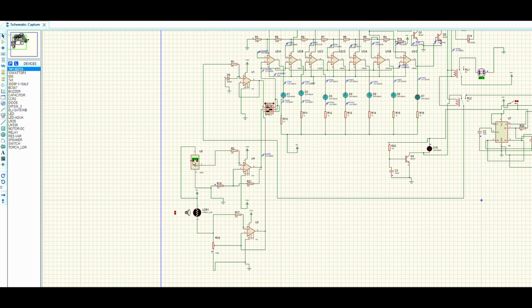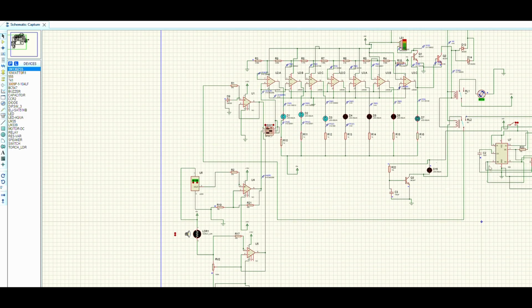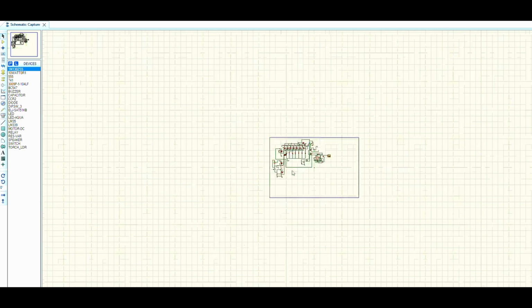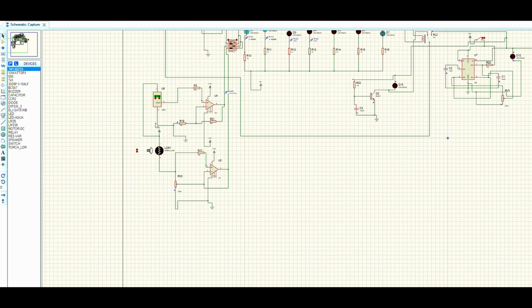If I reduce the temperature, look, our LEDs will turn off one by one. For 17, for 13, these LEDs are turning off one by one, and our motor is also turned off. And this was the main concept behind this circuit.